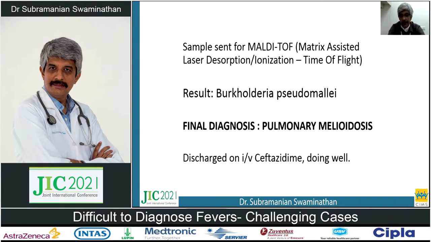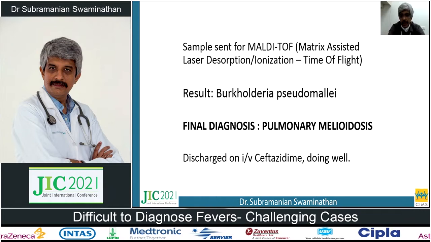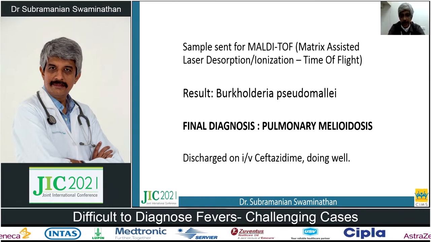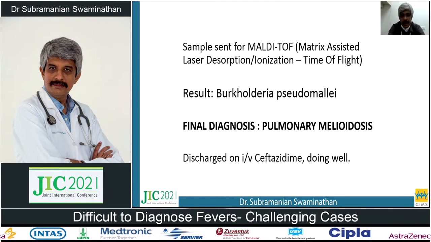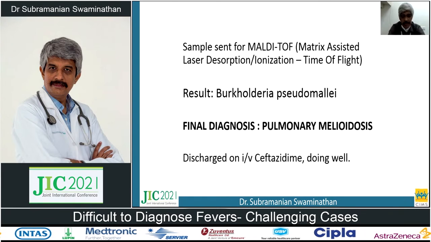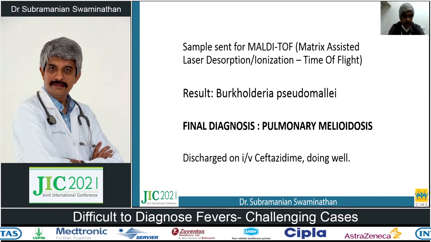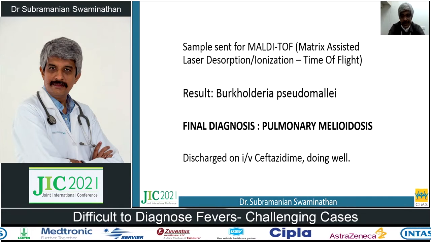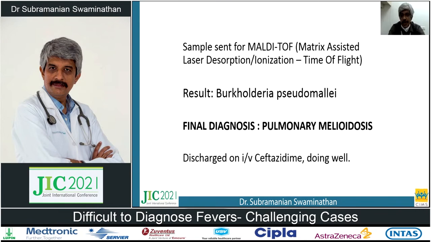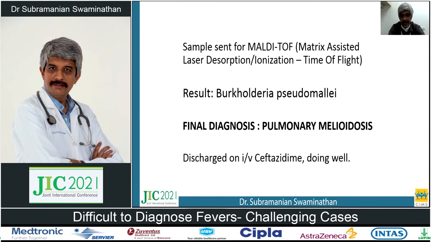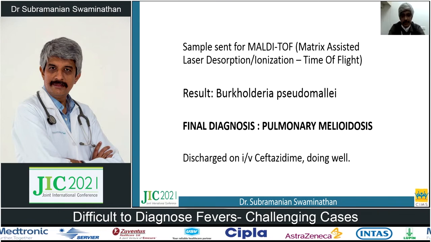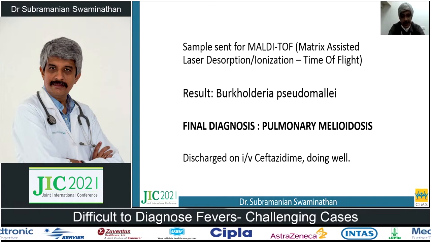Melioidosis, again, there are multiple forms. There is the granulomatous form, the septicemic form, and the pulmonary form, and things like that. And this is pulmonary melioidosis. He was started on IV ceftazidime and was sent home on the same, and he was doing very well. Of course, his story was also long and complicated with the formation of chest wall abscesses requiring rib resection and relapse of the melioidosis and things like that, but that's for another day.